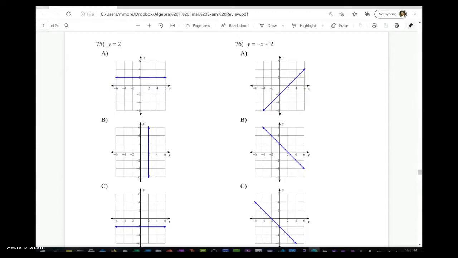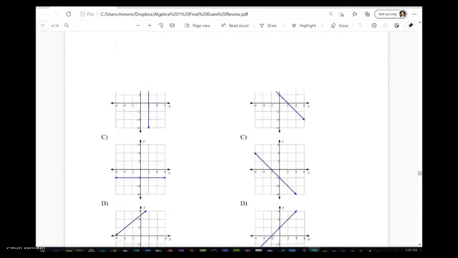Okay, now number 75 is a visual. So you just have to look up here. y equals 2 is going to be a flat horizontal line passing through 2 on the y-axis. So which answer choice looks like that? A. Good.